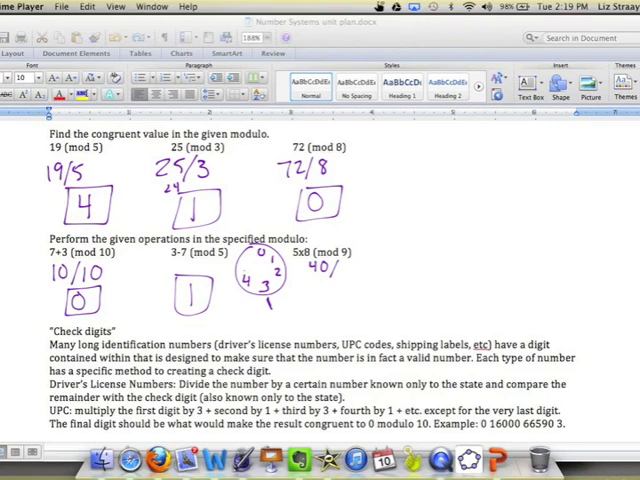And divide by 9. And our remainder is 4. Closest multiple of 9 is 36.